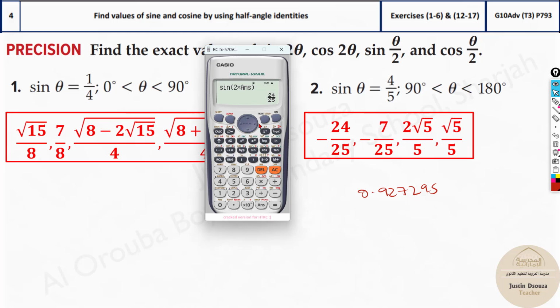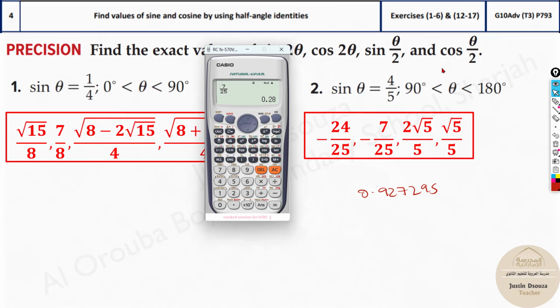And what about the cos 2 theta? So just put cos 2 into the answer. 0.927295, and it is negative 0.2799, so it's negative 0.28. Okay, so let's try this. 7 by 25, it's minus, it's 0.28. Yeah, that's the answer. See, these are the correct answers.